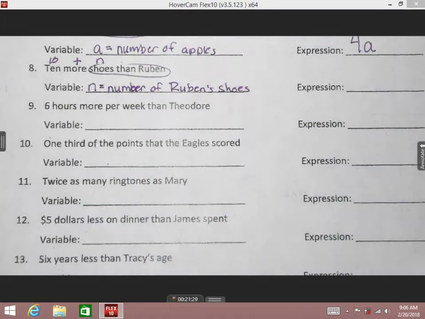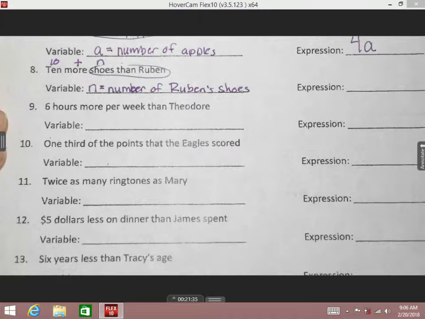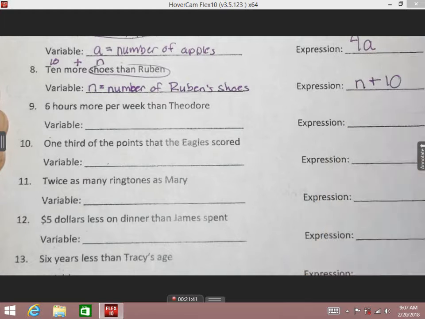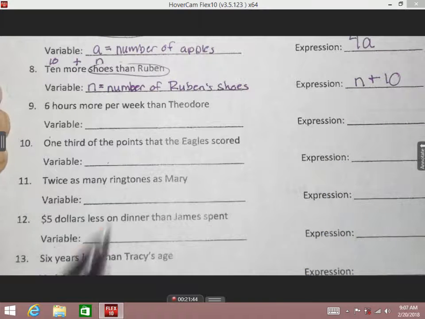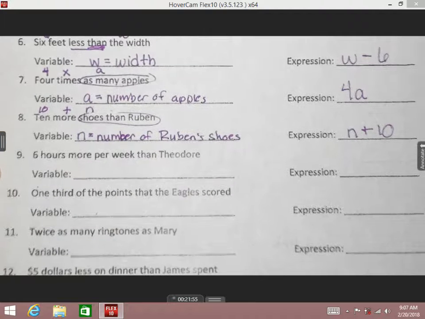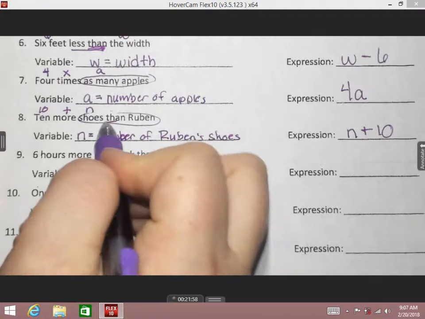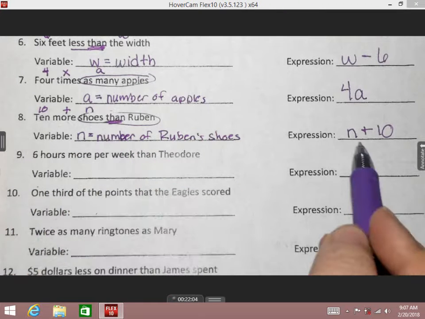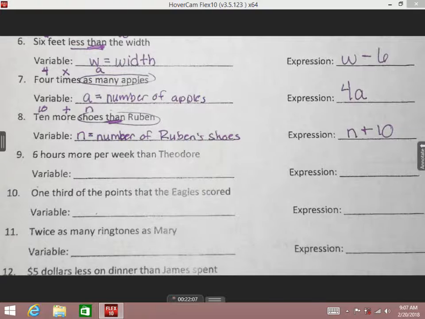So my question for you, is that going to say 10 plus N? Dana? Why not? What's it going to change to? Why are we going to change it, Ava? Why are we going to change it, Emily? It says more than 10. More than Reuben. So I've got to have Reuben's shoes to add the 10 to. Can I have more than 10 of something if I don't know what that something is?